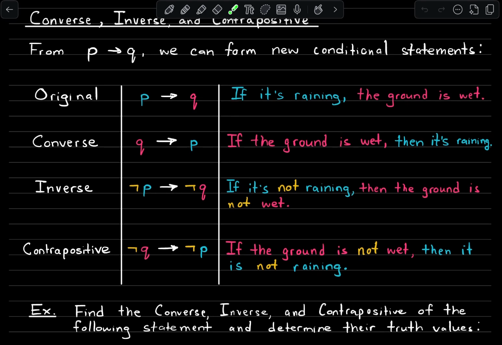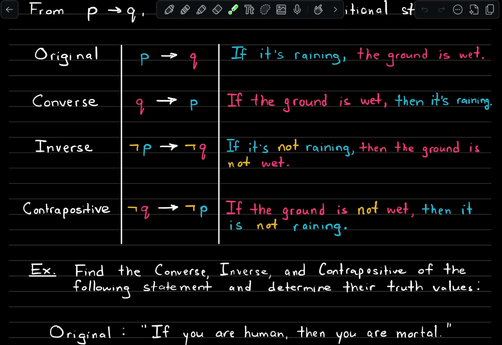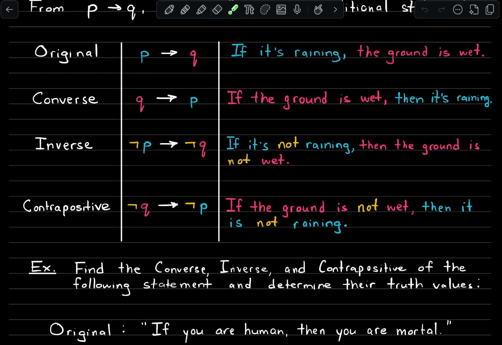Let's look at an example and see if we can find the converse, inverse, and contrapositive of the following statement, and we can determine each of their truth values. Let's see how this looks. Okay, so we've got the original statement. If you are human, then you are mortal. Right? You're going to die. Your life is temporary. That's the idea.